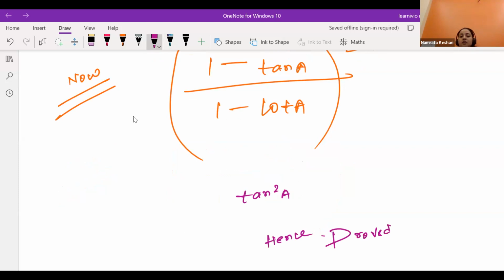Any confusion? Anyone having any confusion? Okay, it's that simple. You just start solving the question. Let me take a few more extra questions. Just a second, let me take it up.